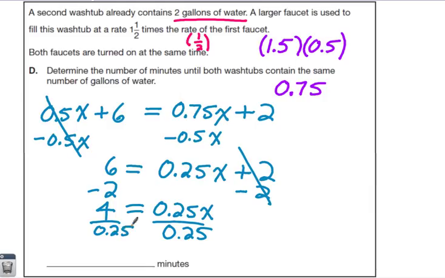Let me just double check on my calculator. Man, I'm good. So you get x equals 16, or 16 equals x. Same thing. But that's what they wanted, right? Determine the number of minutes. So that's the final answer. Number of minutes. Yep. And that's that.